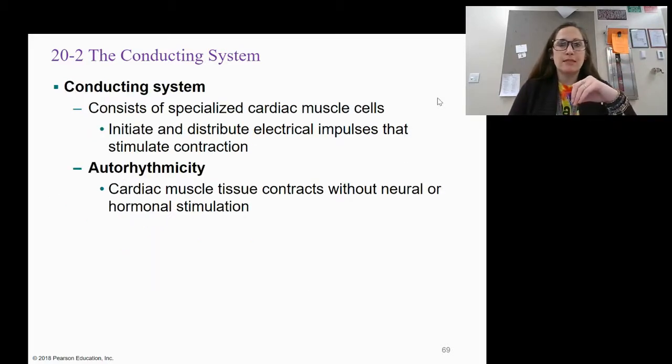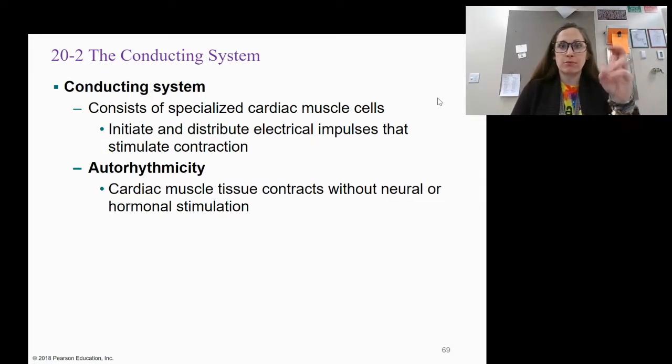What we're going to look at today is that conducting system, and that's going to focus on a few different cell types within the heart itself that are going to, as I mentioned before, initiate and spread that electrical impulse to initiate contraction in the cardiac muscle. What's cool about the heart is that it has autorhythmicity. Basically, that means the cardiac muscle tissue does not need neural stimulation to initiate contraction.